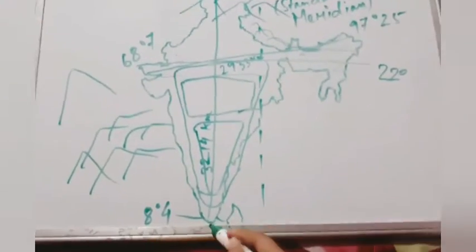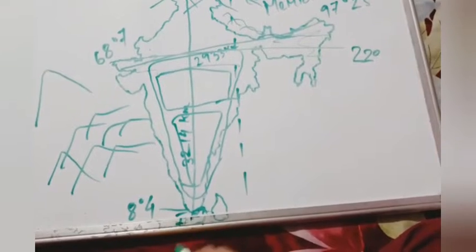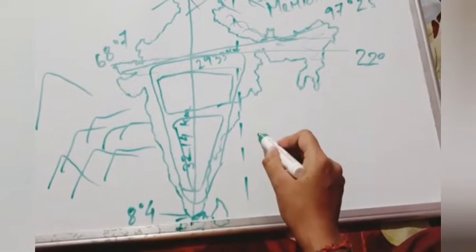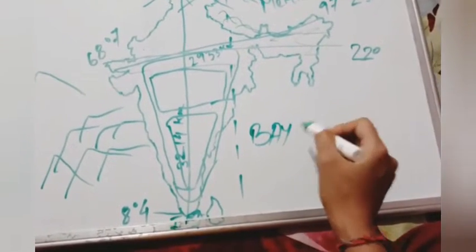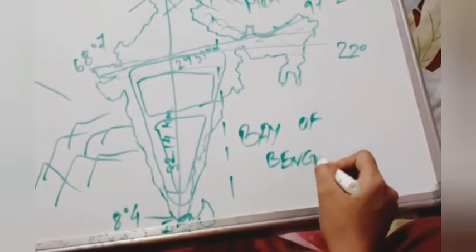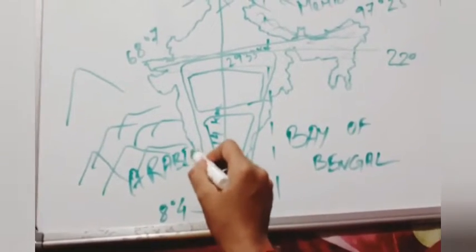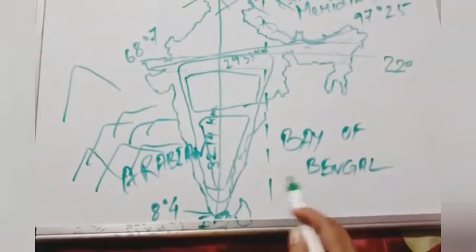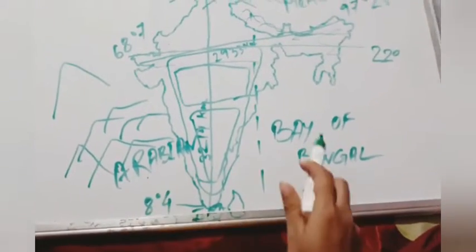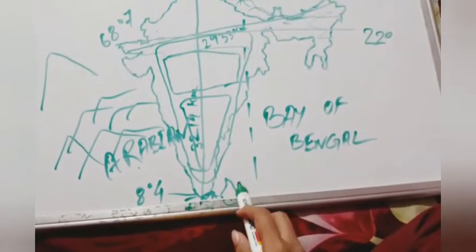Again, if we go below, here we have the Indian Ocean. I do not have space to write. Here we have the Indian Ocean. Here we have the Bay of Bengal. Here we have the Arabian Sea. So this is the Indian Ocean, Arabian Sea, Bay of Bengal, and here we have Sri Lanka, an island country.